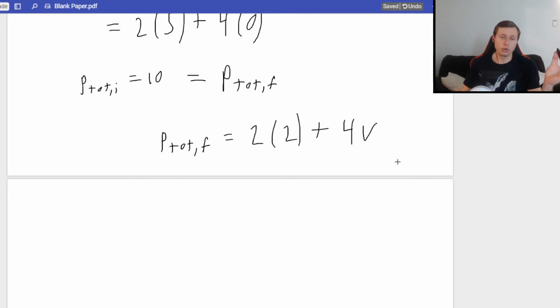Now again, I told you already I'm going to make a mistake. I did make a mistake on purpose. Does anyone see the mistake? This is not right. P total final is not right. Would it be negative? The velocity for the first object is negative, so it doesn't matter which two, but one of these twos has to be negative.